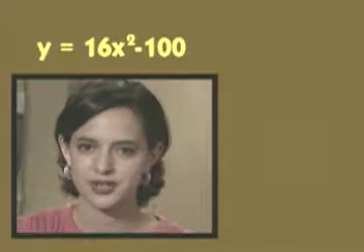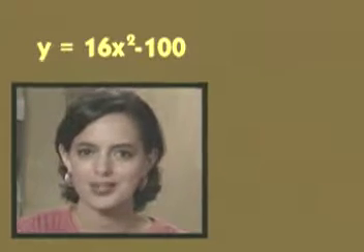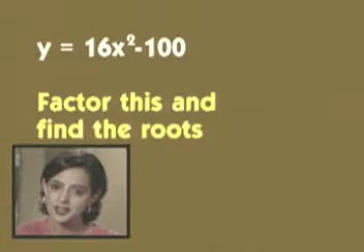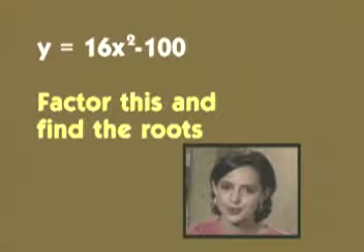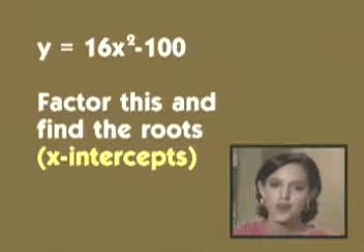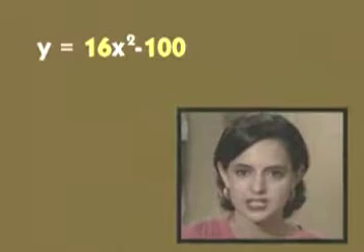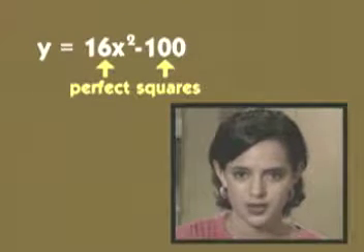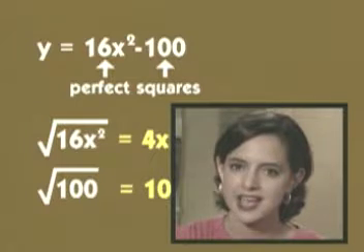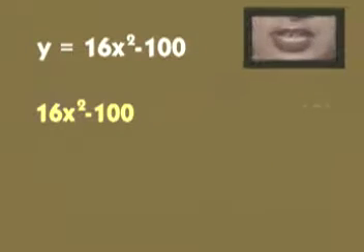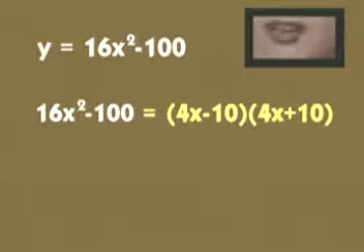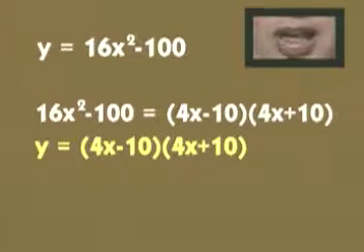Let's take the equation y equals 16x squared minus 100. If you had to factor this and find the roots, this pattern makes it easy. You want to find the roots, or x-intercepts. Following the pattern, you can see that 16x squared and 100 are both perfect squares, with square roots of 4x and 10. So you first factor 16x squared minus 100 into 4x minus 10 and 4x plus 10. That makes the equation y equals 4x minus 10 times 4x plus 10.